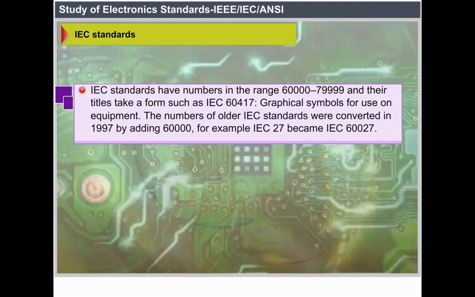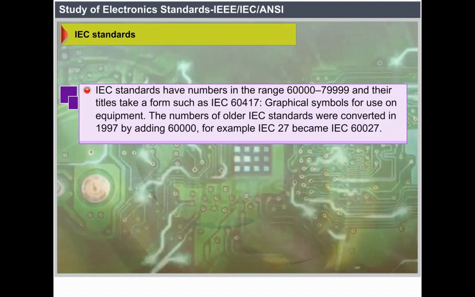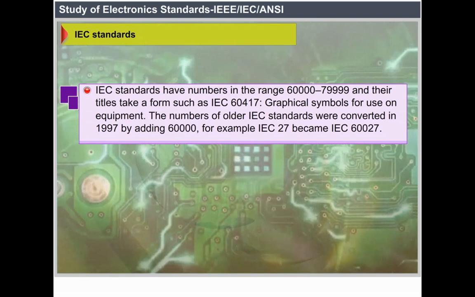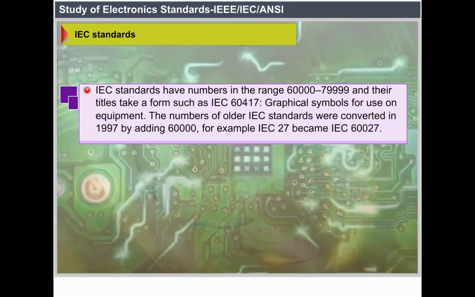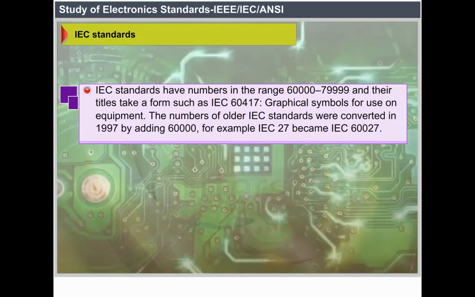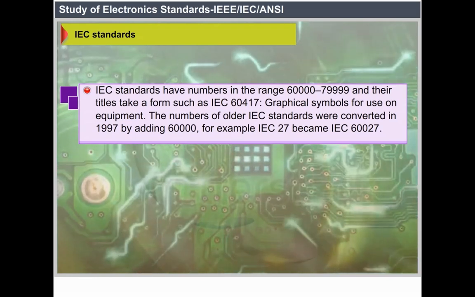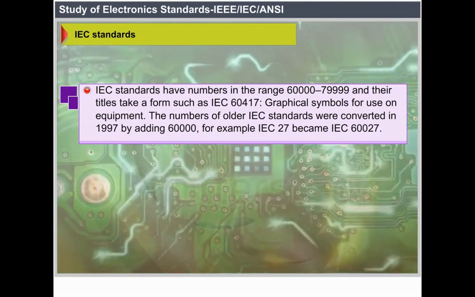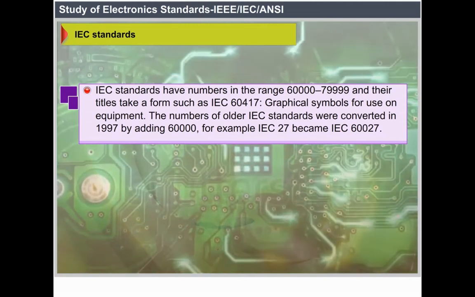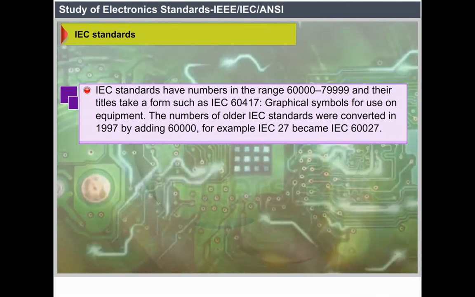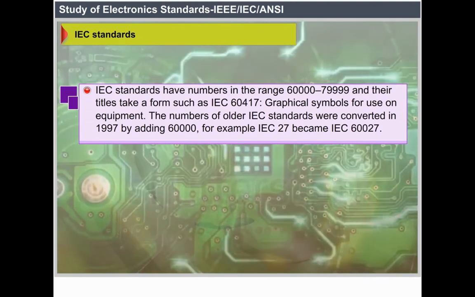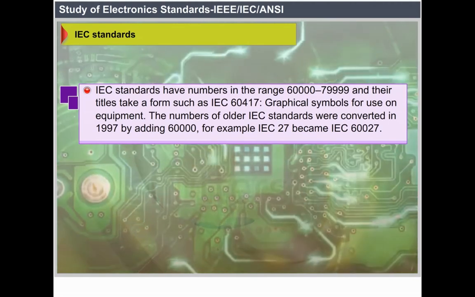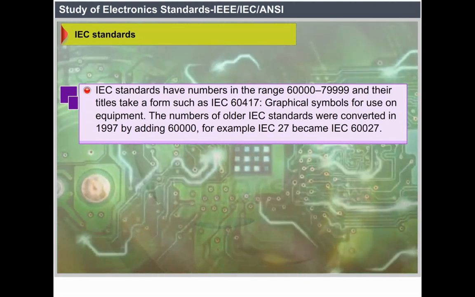IEC standards. IEC standards have numbers in the range of 60000 to 79999, and their titles take a form such as IEC 60417, Graphical symbols for use on equipment. The numbers of older IEC standards were converted in 1997 by adding 60000. For example, IEC 27 became IEC 60027.